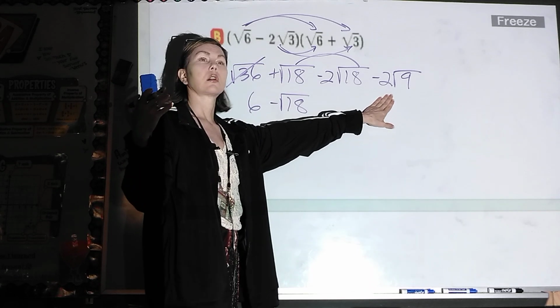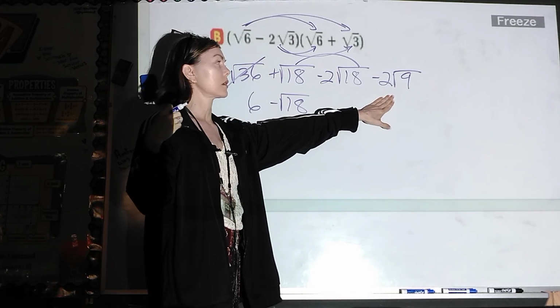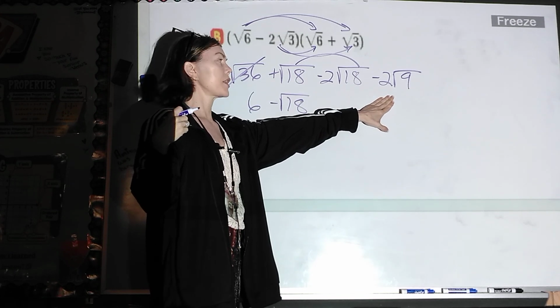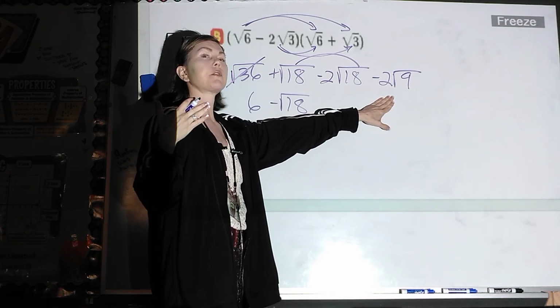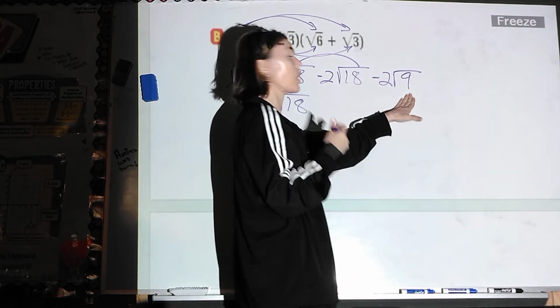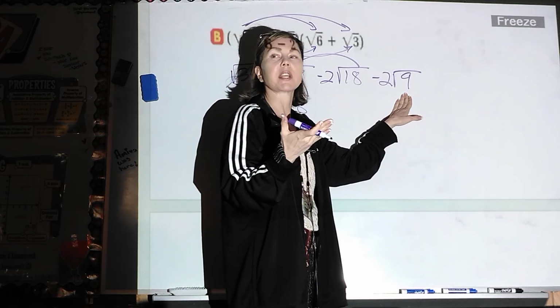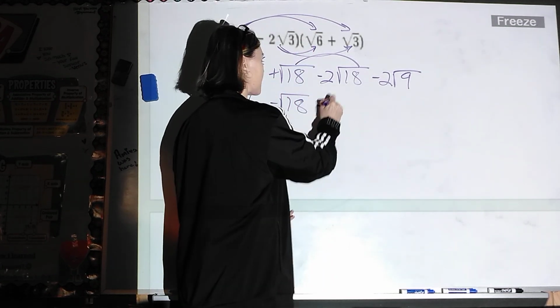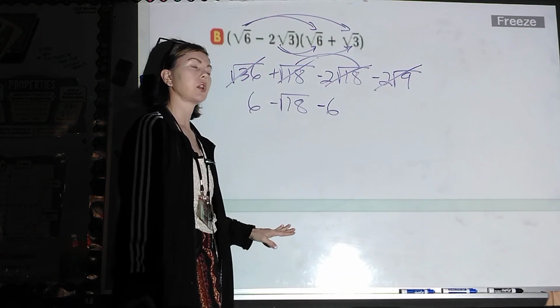Now look here. This is a negative 2 times radical 9, or negative 2 times the square root of 9, or negative 2 times whatever the result of that is. So what's the square root of 9? 3. Yes. And a negative 2 times 3 is? Negative 6. And we cross it out as we go along.